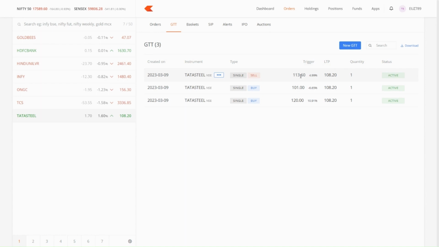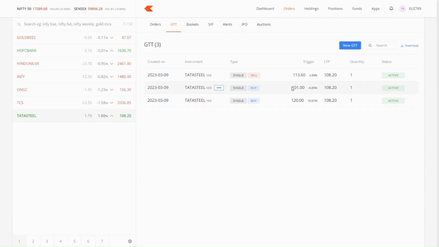And one important thing to note, friends, is that you need to have these stocks in your demat account, or if you have purchased them, you have to provide the authorization. That is a very important thing. Right now, this option is mandatory for selling the stocks.